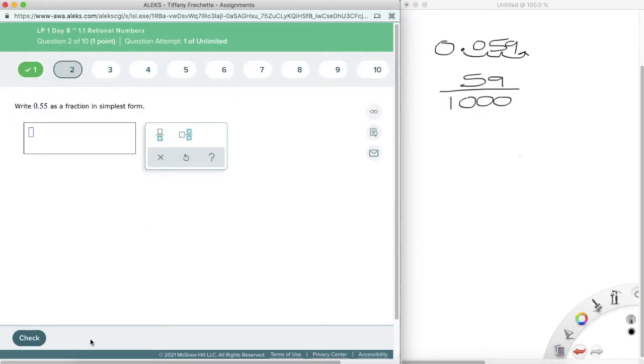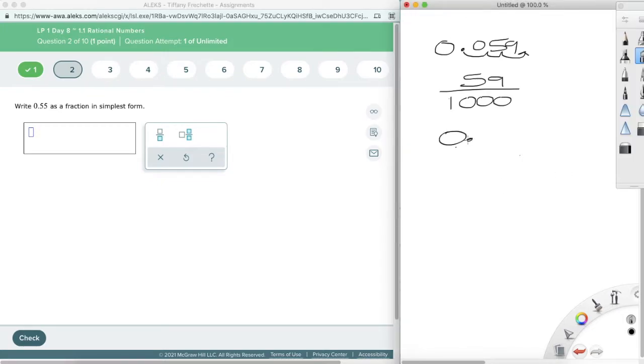So write 55 as a fraction in simplest form. So this time 55 hundredths. They do want us to simplify this one though. So we're going to take this decimal and go 1, 2, so that I can turn it into 55. I moved it 2 times, so 2 zeros.